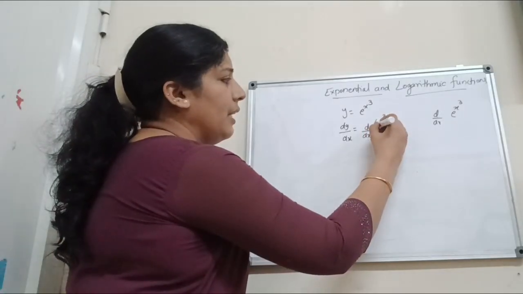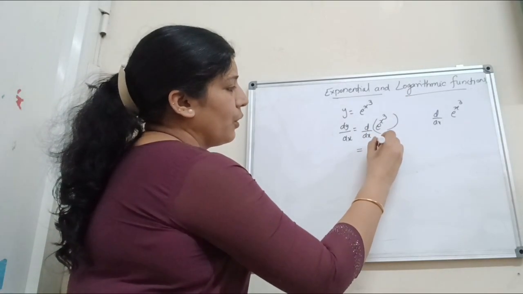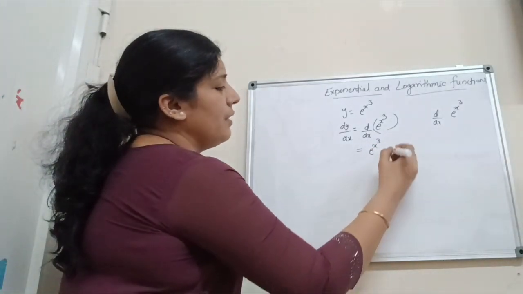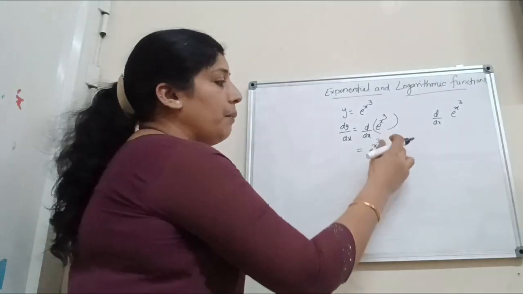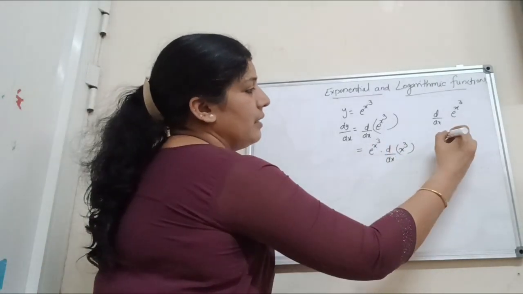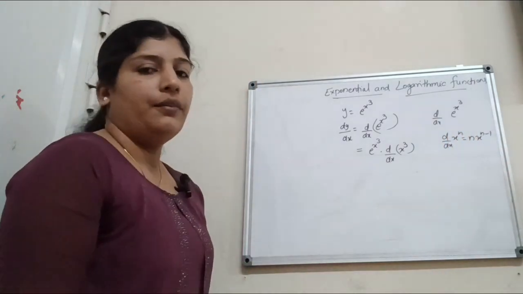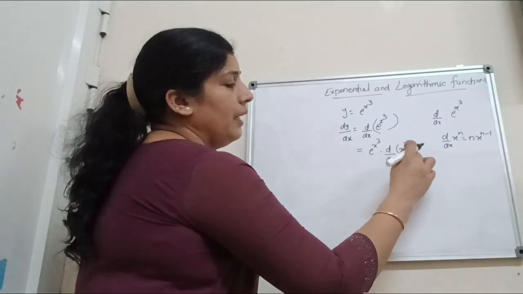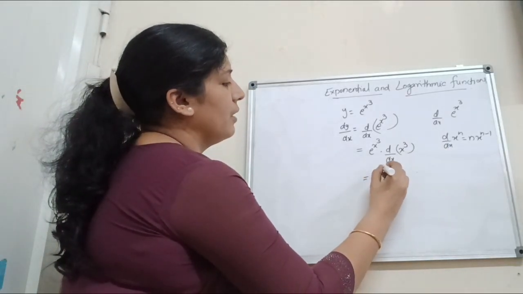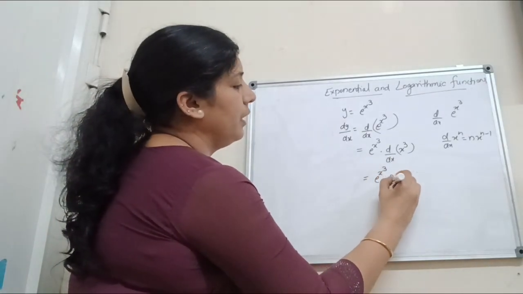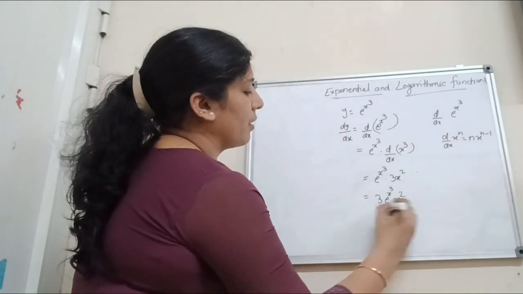Therefore, first we can consider d by dx of e raised to x cube is equal to what? e raised to x cube into, next we can consider d by dx of the power. Here power is x cube. Therefore, d by dx of x cube what? We know that d by dx of x raised to n is equal to n x raised to n minus 1. Therefore, here d by dx of x cube is 3 x raised to 3 minus 1. That is 3x square. It is equal to e raised to x cube into 3x square. That is equal to 3 e raised to x cube x square.